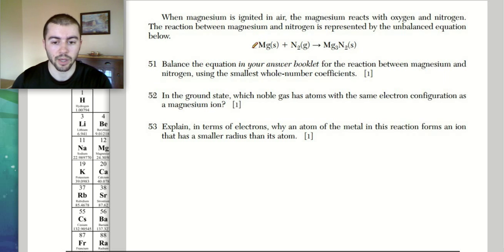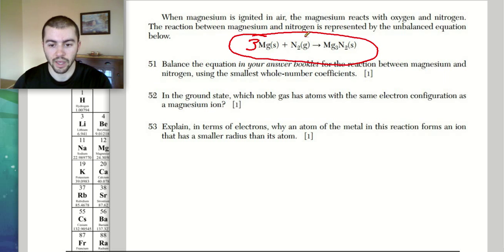So if we start with magnesium, we look here, we have one magnesium on this side and three magnesiums on this side, so we want to put a 3 here to balance that out. So now we have 3 magnesium and 3 magnesium over here. And then nitrogen, we have 2 nitrogen on the left, 2 nitrogen on the right, so that's already balanced. So this here is the balanced equation. All we needed to do was add in a 3 by the magnesium here.